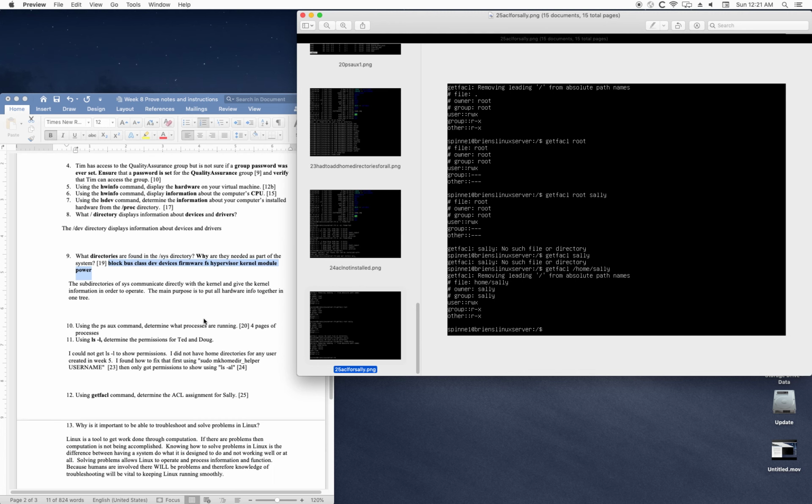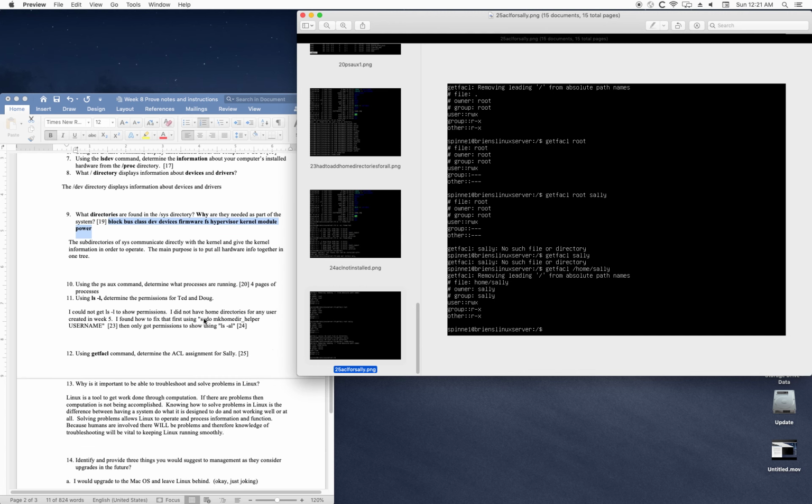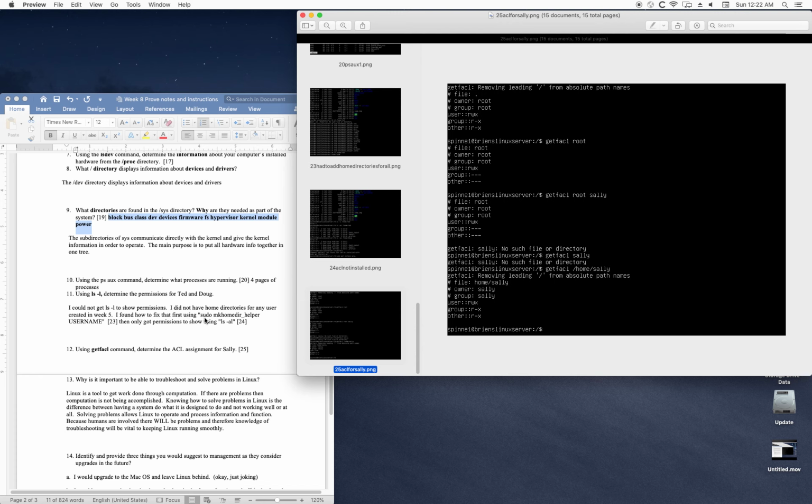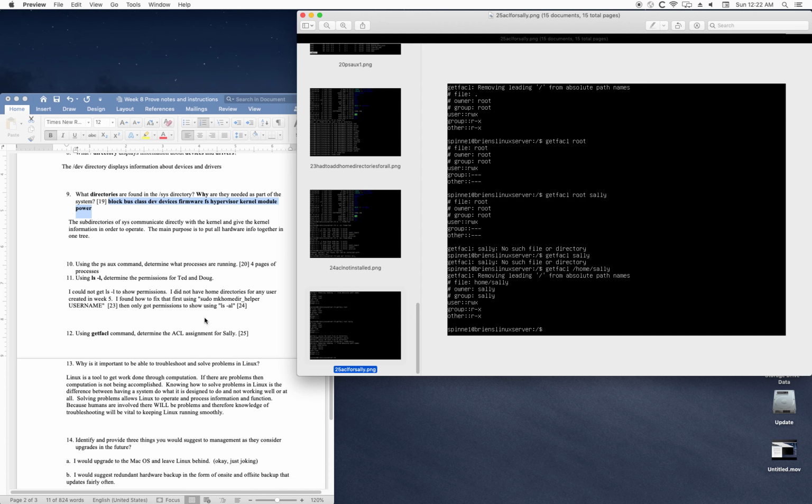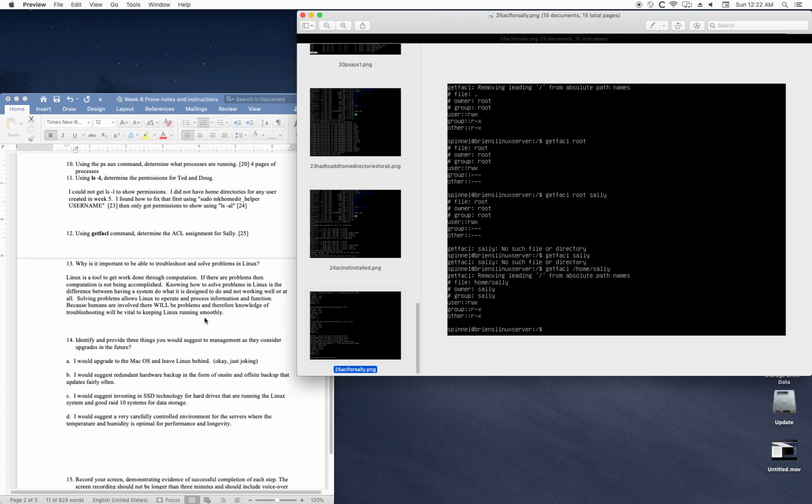Why is it important to be able to troubleshoot and solve problems? Well, Linux is a tool to compute. If there are problems, then computing isn't happening. Knowing how to solve problems in Linux is the difference between having a system do what it's designed to do and not working well or at all. Solving problems allows Linux to operate. Because humans are involved, there will be problems, and therefore knowledge of troubleshooting will be vital to keep Linux running smoothly.